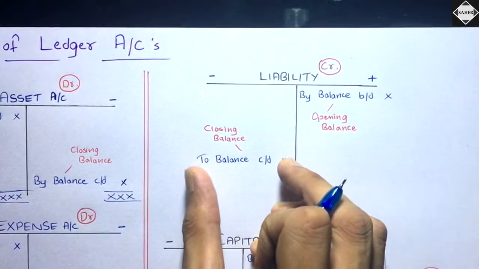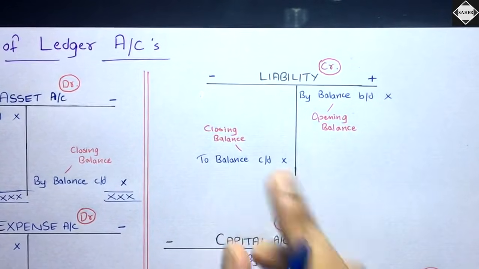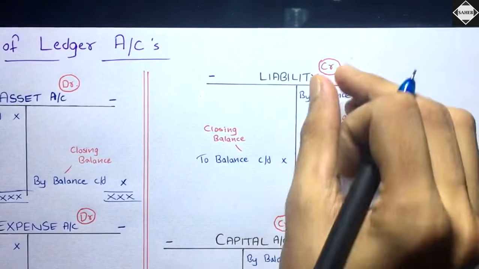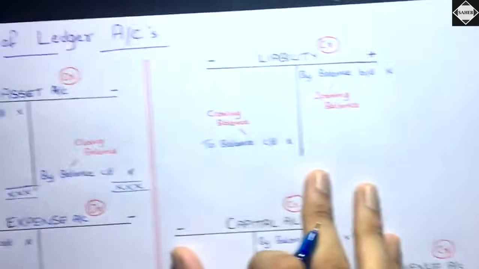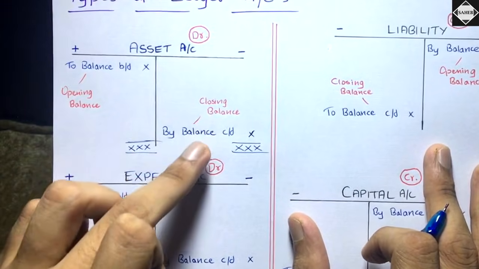And then here the closing balance will come on the opposite side, to balance carried down. There is not a single exception. It will always be like this. If the account has credit balance, opening balance on the credit side, closing balance on the debit side. If the account has debit balance, opening balance on the debit side and the closing balance on the credit side.